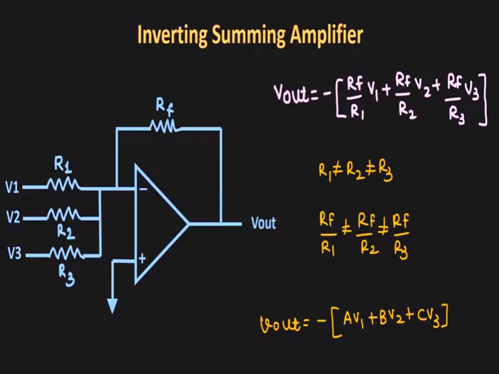For the same inverting summing amplifier, I am giving the next condition, that is R1 not equal to R2 not equal to R3, meaning the resistances I have taken all have different values. At that time the above equation I can rewrite as RF by R1 not equal to RF by R2 not equal to RF by R3. I am representing RF by R1 as A, RF by R2 as B, RF by R3 as C. So I can rewrite the above equation as Vout is equal to minus of A V1 plus B V2 plus C V3.